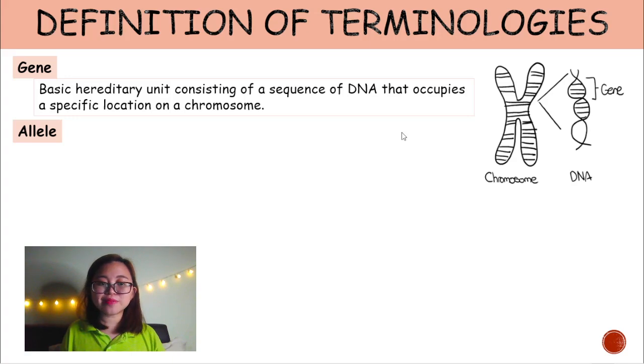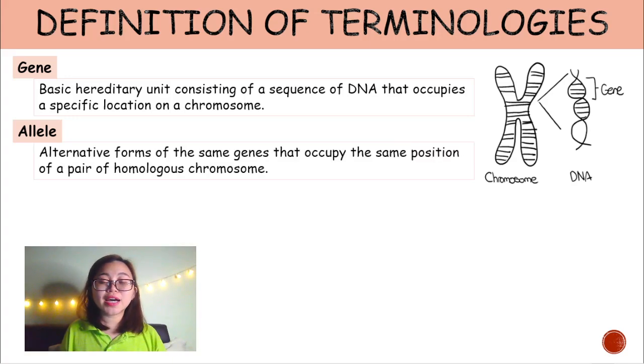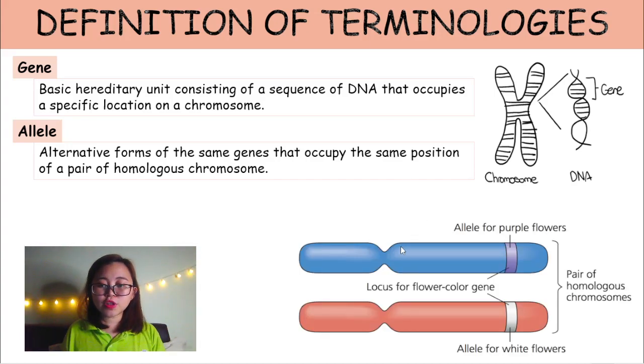Okay, the next term is allele. What is allele? Alleles are alternative forms of the same genes that will occupy the same position on a pair of homologous chromosomes. So have a look at this diagram here. Okay, this is two different chromosomes, but they are homologs to each other. Jadi dia orang memang satu pasang.